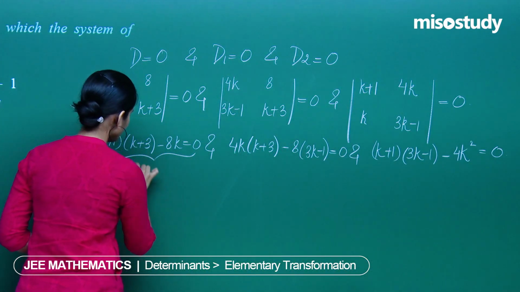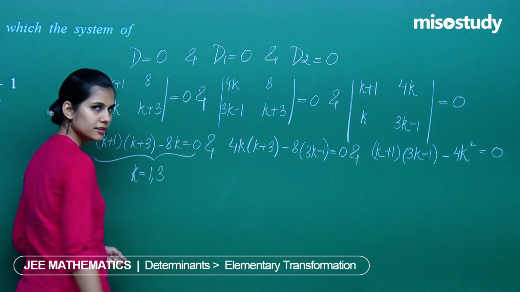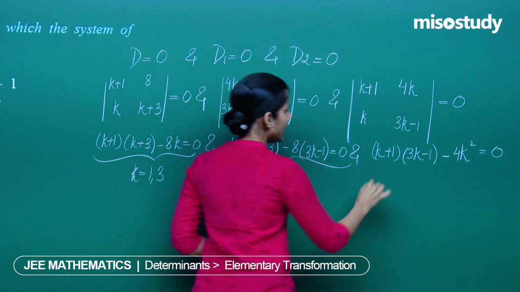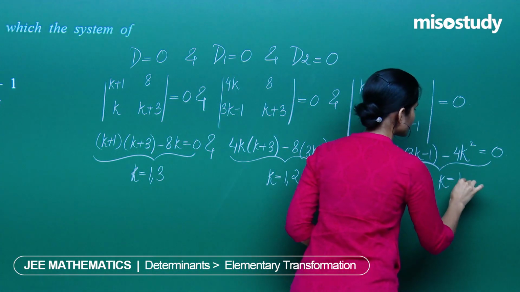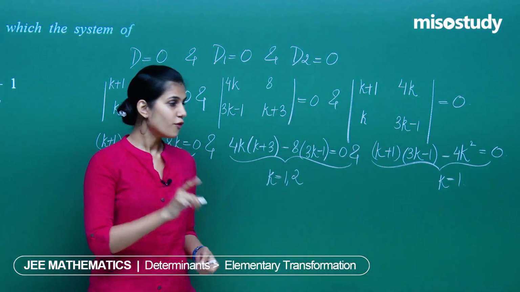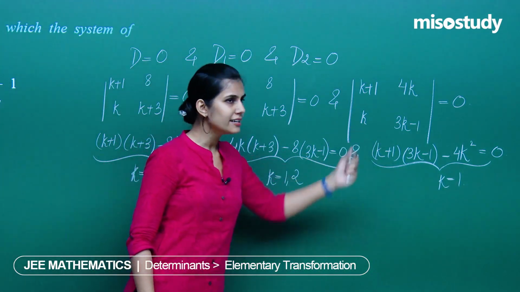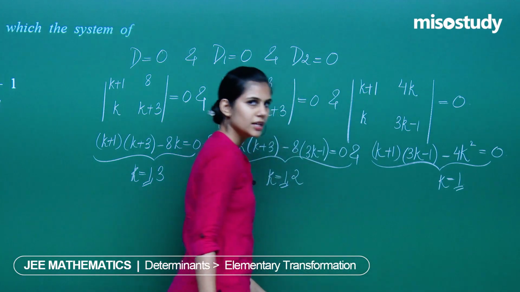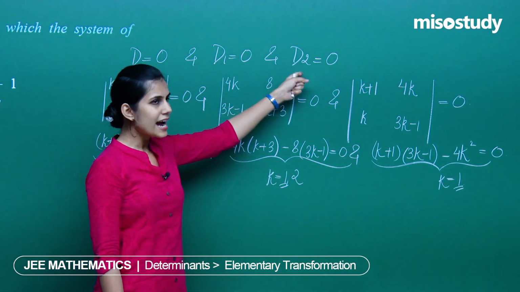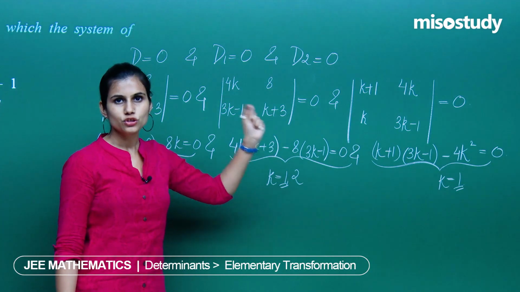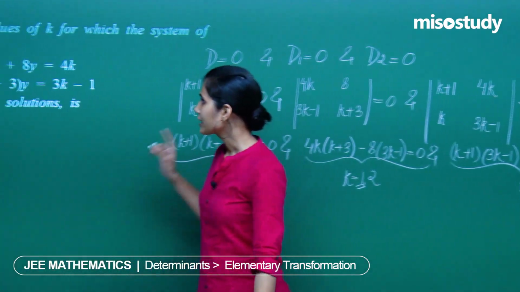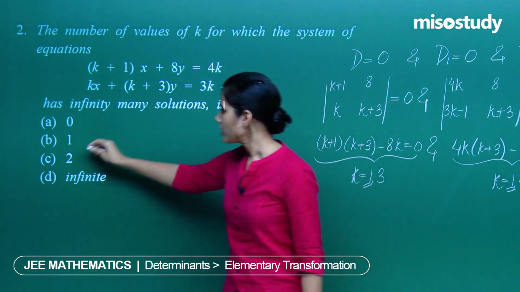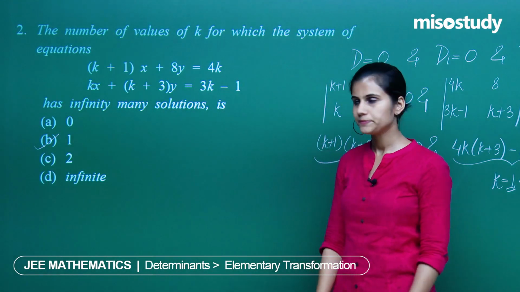When you solve this, you get k equals 1 and 3. When you solve this, you get k equals 1 and 2. And when you solve this, you get k equals 1. So, what is the value of k for which this is 0, this is 0 and this is 0? It is only one value, which is the number 1. For k equals 1, this is 0 and this is 0. That's the common solution to all these three equations. And therefore, it is for k equals 1 that this particular system is going to have infinitely many solutions. So, your answer is k equals 1.